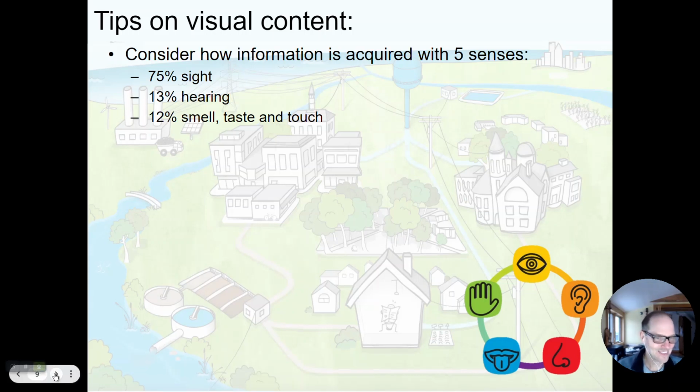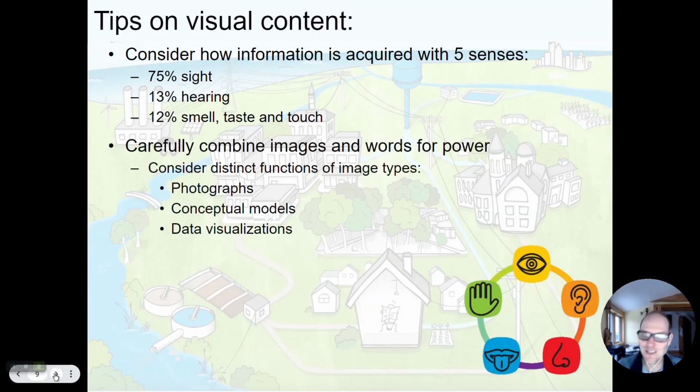So you really want to carefully think about this combination of images and words and how they have this collective power. And when you think about images in particular, different images have different effects. Photographs do a great job of sort of contextualizing things. Conceptual models can be very useful for helping people understand things. And again, that little image on the right is an example of a very simple conceptual model of senses. Data visualizations, displays of graphics can be very important.